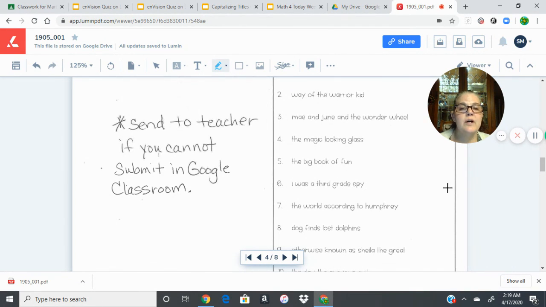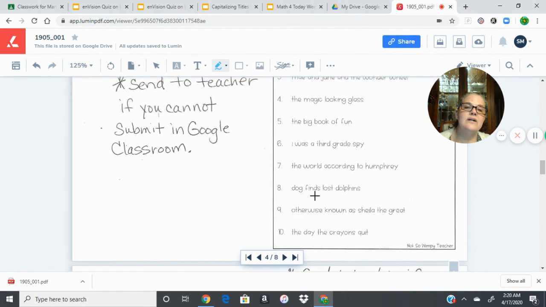So go ahead and push pause if you need to write this on your paper. Or if you're doing this on your Google Classroom, you're just going to type it in the little text box right below. Number 6, I Was a Third Grade Spy. That sounds like an interesting book. Number 7, The World According to Humphrey. We read that book.